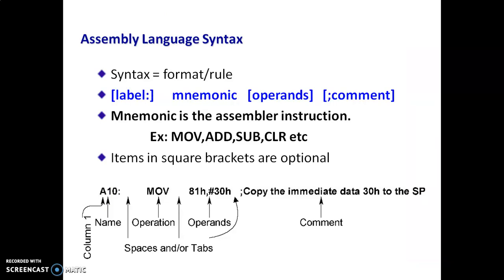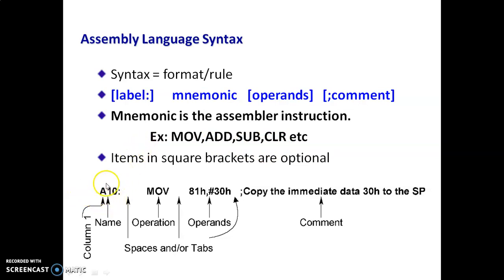Coming to the assembly language syntax now. 8051 assembly code syntax contains the following: a label, mnemonic, operands and comments. The items in the square brackets are optional here. Coming to the mnemonic, a mnemonic is the assembler instruction. For example, we have move as one of the mnemonics, add, sub, CLR (clear), etc. Likewise, we have so many mnemonics here.